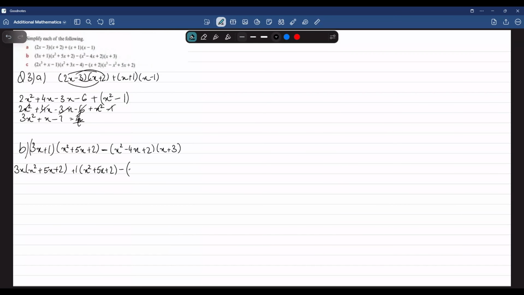So x multiplied by x squared minus 4x plus 2, plus 3 multiplied by x squared minus 4x.